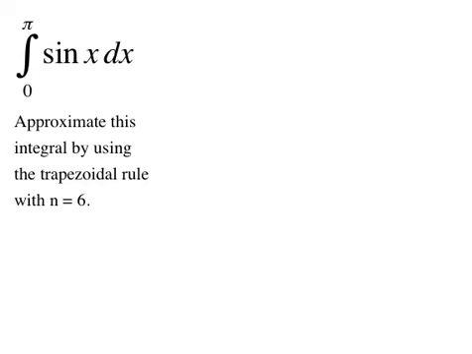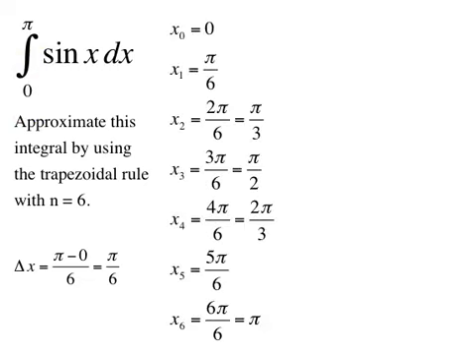Integral from 0 to pi of sine x dx. I want to approximate this integral using the trapezoidal rule with n is 6. So what's our change in x? Pi minus 0 is pi, divided by 6 pieces. Pi minus 0 over 6, pi over 6 is my change in x.